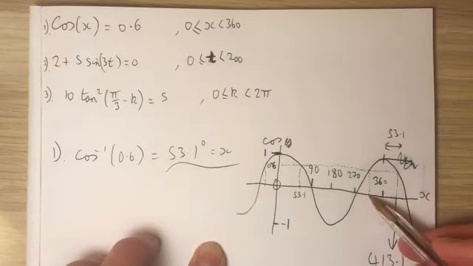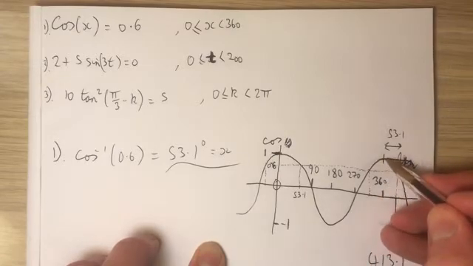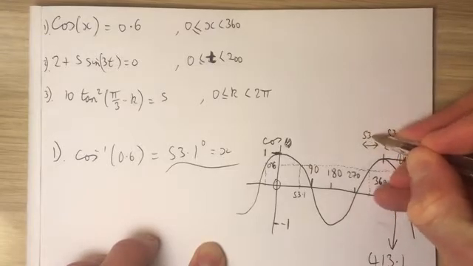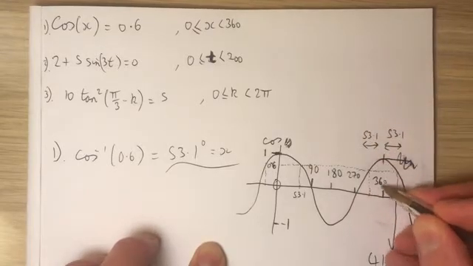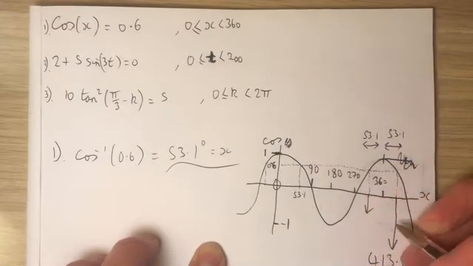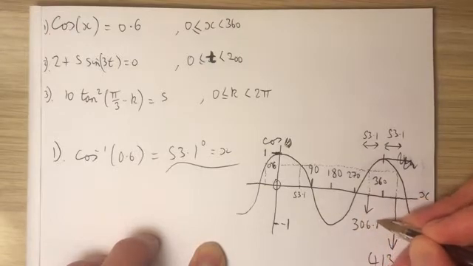How about this one? It's going to be 360 at the top, and then if I go backwards this way, I need to go down this way. I need to go down 53.1 degrees to get to that same height again. So this one, I'm going to take away the 53.1, and I'm going to find out where this is going to be: 306.9 degrees.